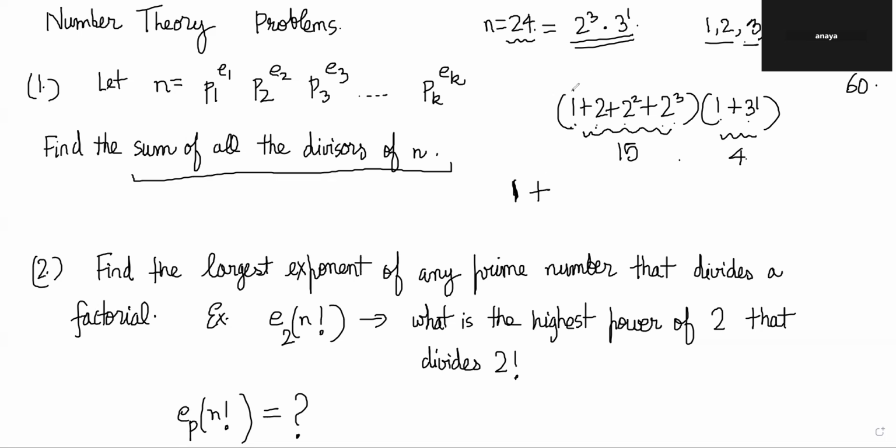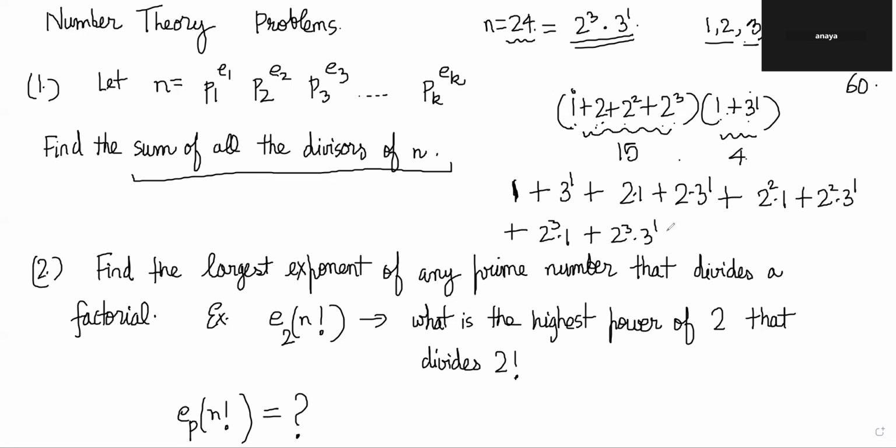For example, this times this will give you 3 power 1. Then you'll get 2 into 1, and you'll get 2 into 3 power 1, and you'll get 2 square into 1 plus 2 square into 3 power 1 plus 2 cube into 1 plus 2 cube into 3 power 1. Right. Notice that these are the factors that you had here.